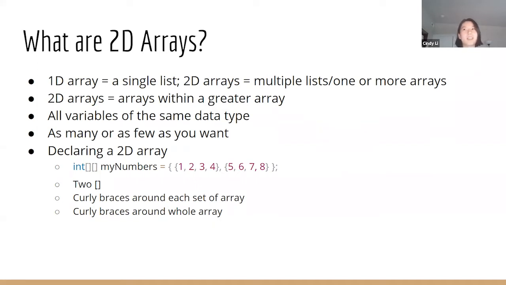If you have an array of strings and then there's suddenly an integer in there, the computer will throw an error and be like, I don't know what you're talking about. Of course, you can have as many or as few as you want. And declaring a 2D array is very similar to declaring a 1D array. It's just that instead of one square bracket, you now have two because it's two-dimensional, right? And there are curly braces around each set of array and curly braces around the whole array.